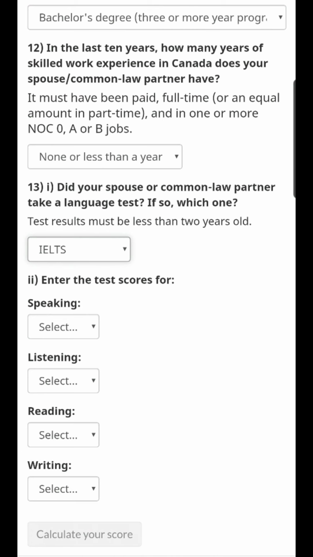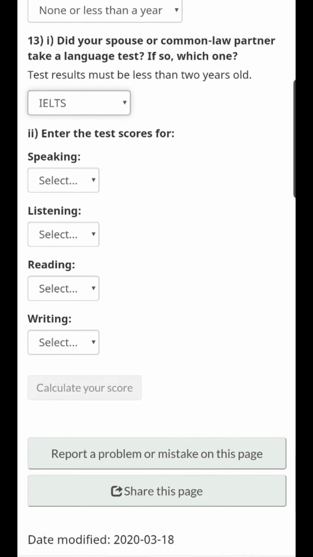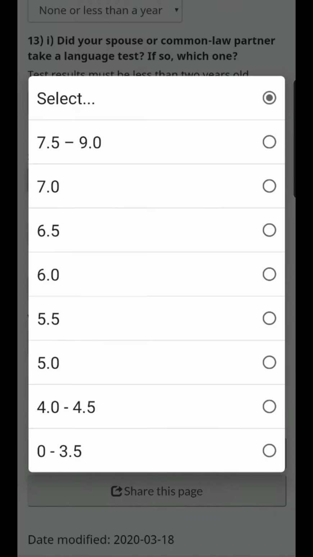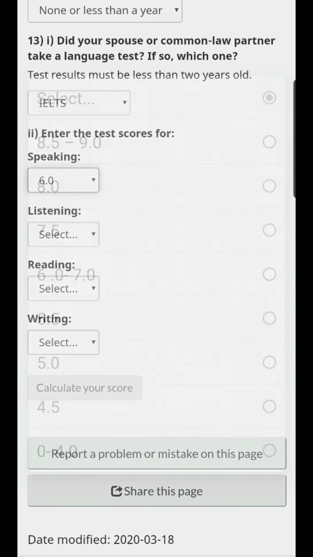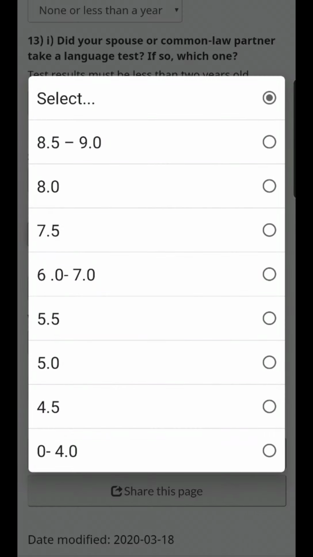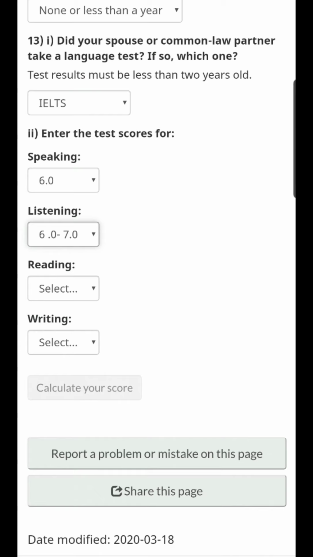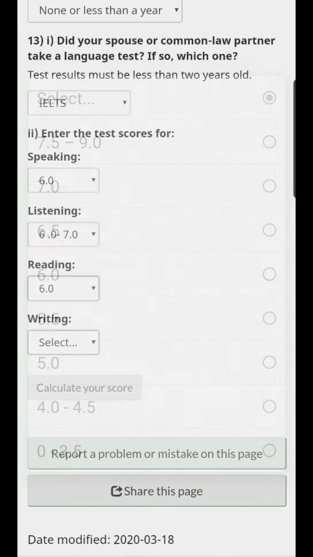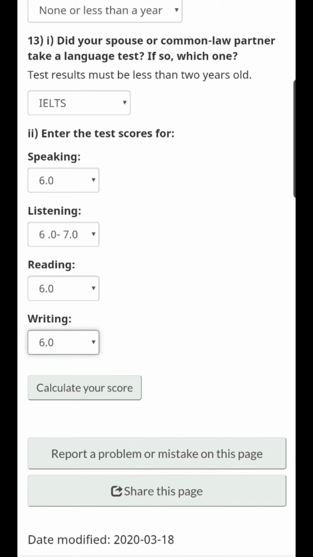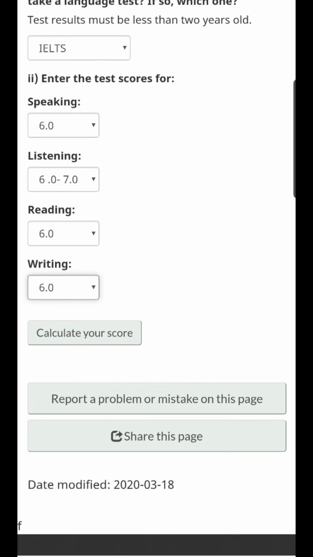So I will select IELTS, and it is not necessarily a very high score for the spouse because it helps to get an additional score. So the primary applicant should have more score. I will select speaking 6, listening 6, reading 6, and writing 6. So that's all about the questions. Now you can calculate your score.